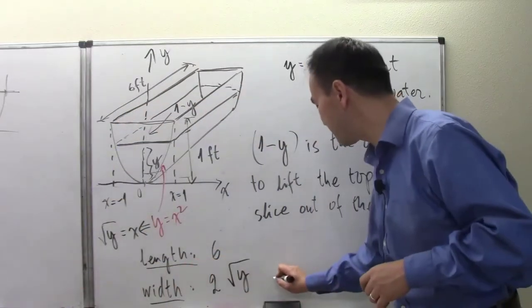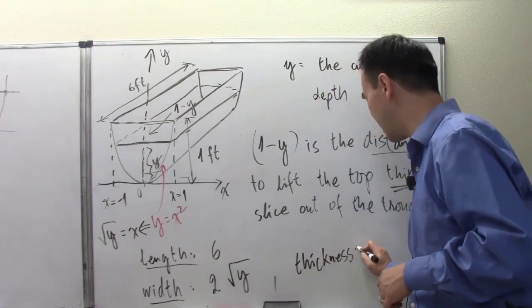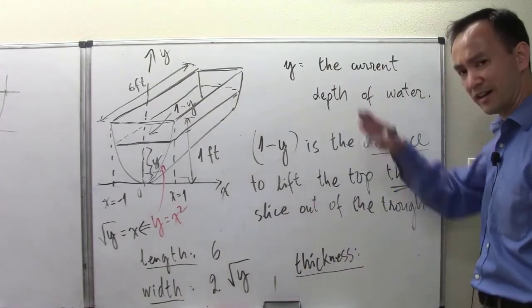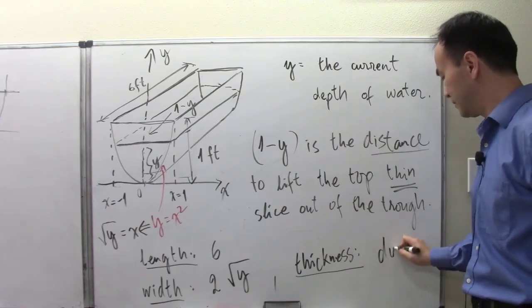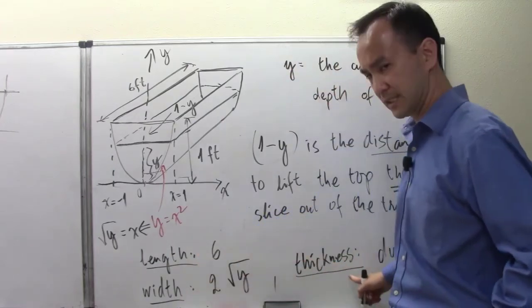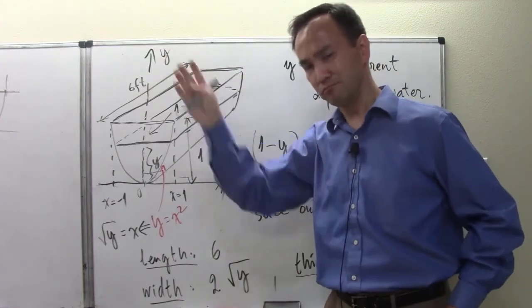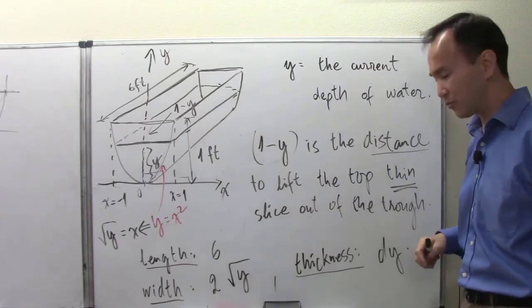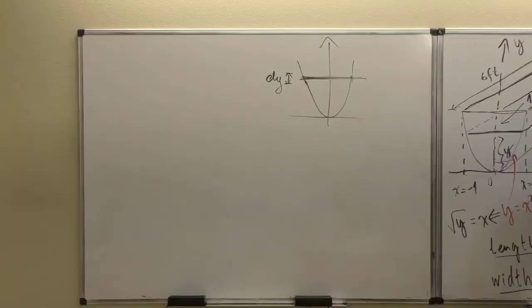So the thickness of the slice of water that we're removing is dy. Now we have length, width, and thickness. We are ready to find the volume of one thin slice to be pumped out, lifted out of the trough. Now I'm ready to advance to my other board.